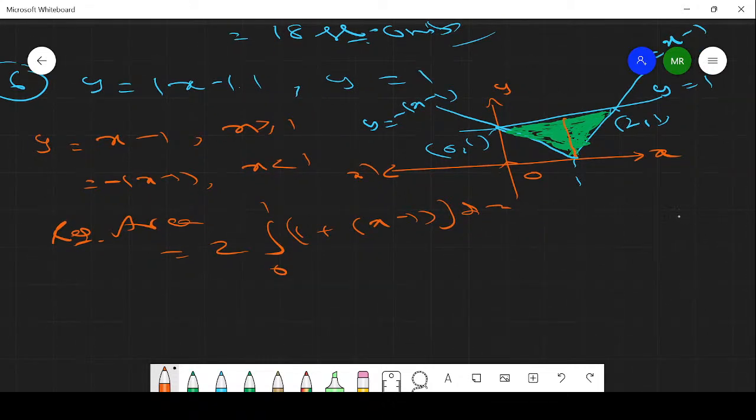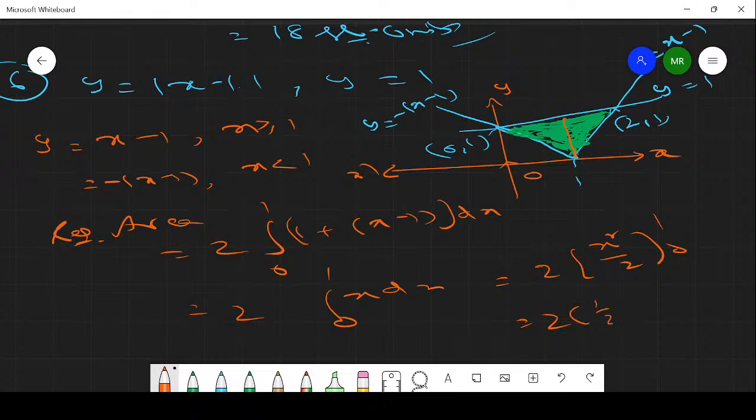If we simplify this, plus 1 minus 1 cancel. This will be the integral 2 into 0 to 1 of x dx. 2 into x square by 2 from 0 to 1. It comes 2 into 1 by 2. The answer will be 1 square unit. That will be our answer, 1 square unit.